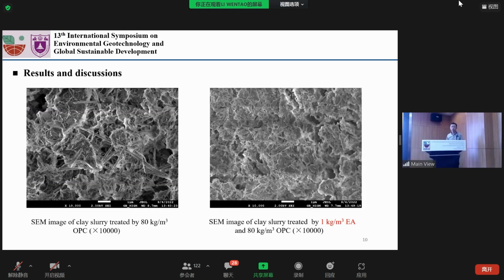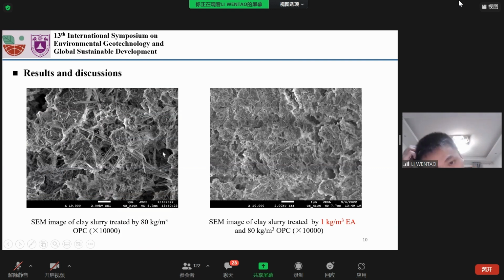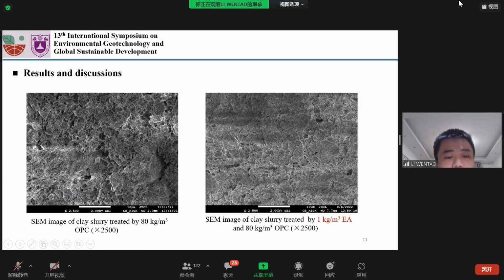SEM analysis was also conducted. As can be seen, for the OPC stabilized clay slurry there are lots of micropores, while in the samples with EA addition, the microstructure is denser. A similar observation can also be found in the SEM images at a magnification of 2500.